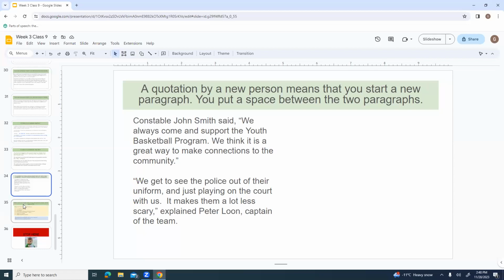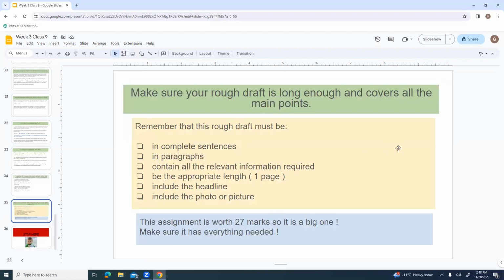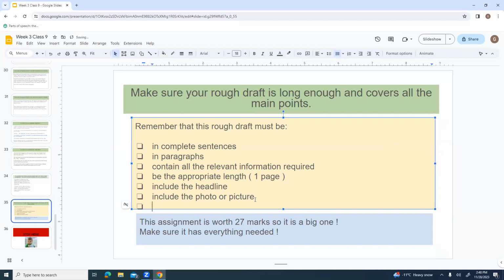Here we go. Make sure your rough draft is long enough and that it covers all the main points, okay? It should be in complete sentences. It should be in paragraphs. It should contain all the relevant information required. It should be the appropriate length, which is 1 page. It should include the headline. It should include the photo or the picture. Oh, it has to have a quote. Remember that it has to have a quote. Has to. Okay, you will lose marks if there is no quotation mark.